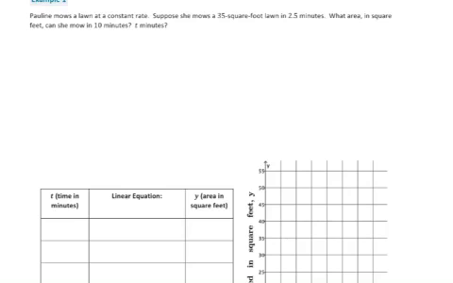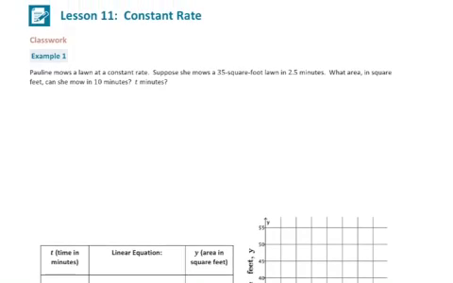Today we're going to talk a little bit about constant rate. Last week, in the previous lesson, we started talking about the distance formula. We talked about how distance equals rate times time. Therefore, to find the rate, you just divide both sides by time. So the rate is really distance divided by time. We're going to be working with this as we move forward into this lesson.